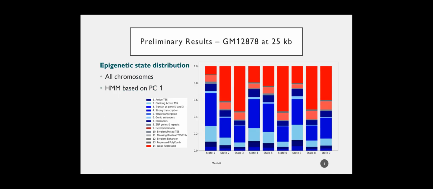We validated the states from the hidden Markov model with 9 states with the epigenetic state distribution. You can see that there are 4 active states and 5 repressed. The blue colors are all active epigenetic states, and red ones are repressed epigenetic states, and therefore we have 4 active and 5 inactive states. And this one is for all chromosomes, again in the GM cell line at 25 kb resolution, based on principal component 1.